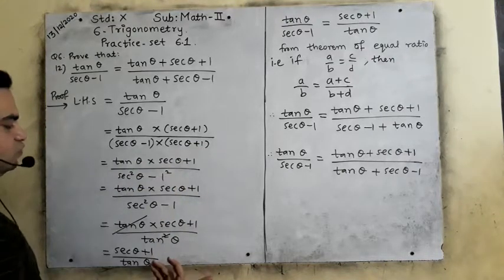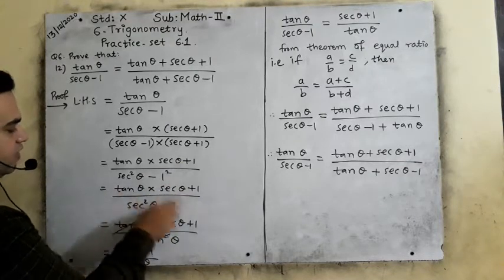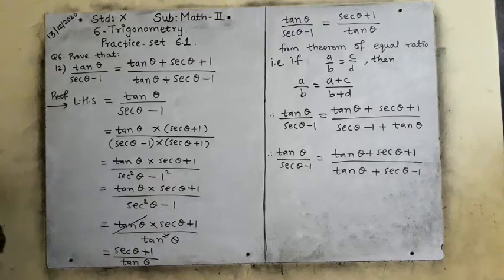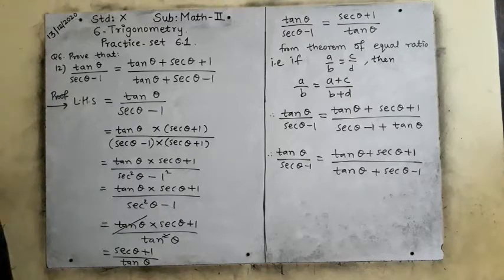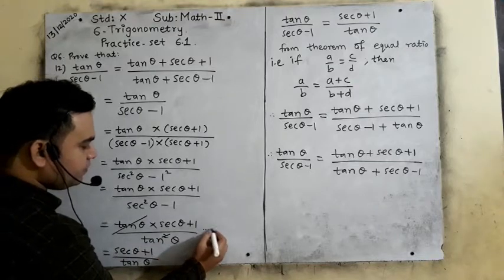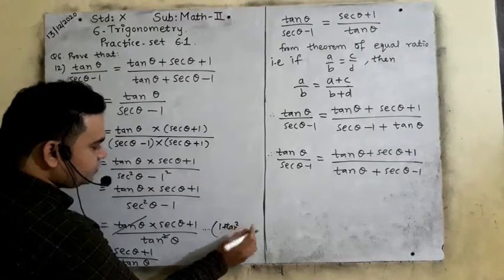Now 1 square means 1 only, so we will write it as it is. See, tan theta multiplied by sec theta plus 1 upon sec square theta minus 1. 1 square means 1 only. So my dear students, here sec square theta minus 1 is the value of tan theta. Okay, so we will mention that sec square theta minus 1 is equal to tan square theta. How? Because we know 1 plus tan square theta.